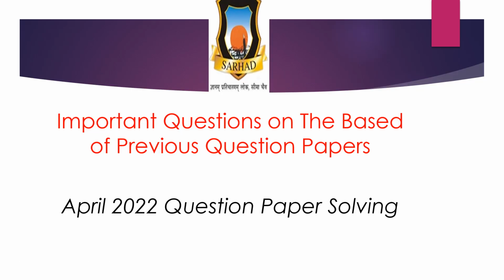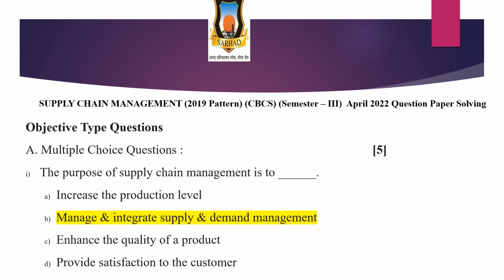In this session, we are going to discuss the important questions in previous question papers. So, we are going to solve the April 2022 question paper. This is a Supply Chain Management 2019 pattern. This is a 70 marks paper and 20 marks are for your objective type questions.